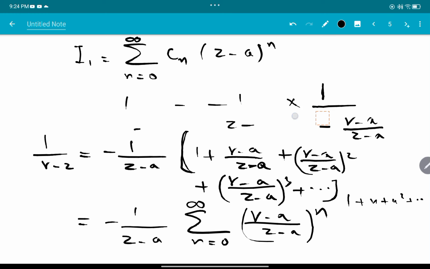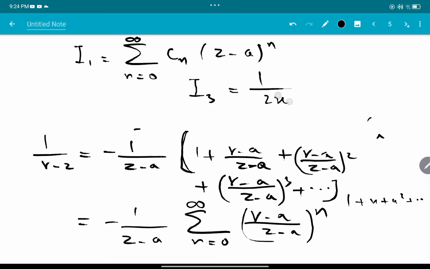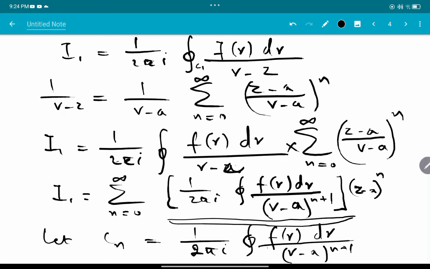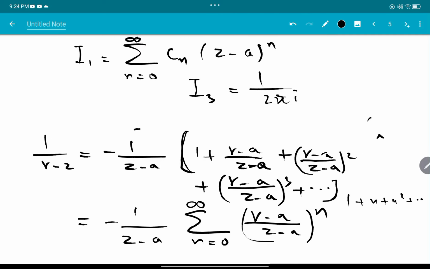So I will write it here first. I3 is equal to 1 by 2 pi I. For your satisfaction, let's go back and see that 1 by 2 pi I is common to this and this, so we will write that factor first, then the other factors. Then I3 is 1 by 2 pi I, then the integral of f gamma d gamma divided by gamma minus Z. I have to substitute this here in place of gamma minus Z.